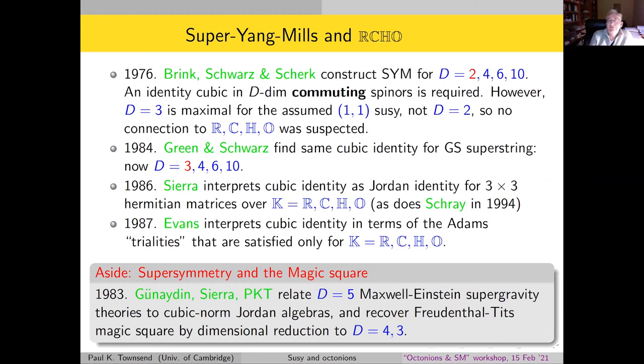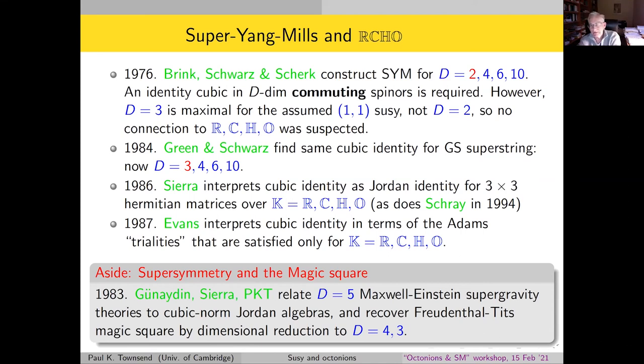Basically, 2 was not maximal for that amount of supersymmetry, because they assumed basically 1-1. So Brink, Schwarz and Scherk could as well have already discussed 3, 4, 6, and 10, but they didn't do so. Green and Schwarz did, for 3, 4, 6, and 10. And the first concrete connection to the Octonions in the 10-dimensional case came from a paper by Sierra. It was a little bit of a throwaway remark, but he pointed out that in the formulation of the Jordan algebras of 3x3 matrices due to McCrimmon, in which you focus on the norm, one of McCrimmon's axioms was essentially this cubic identity. So effectively, the Jordan identity for 3x3 Hermitian matrices must be equivalent to this cubic identity.